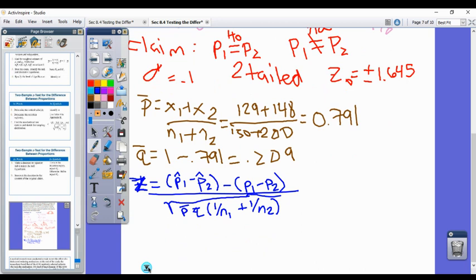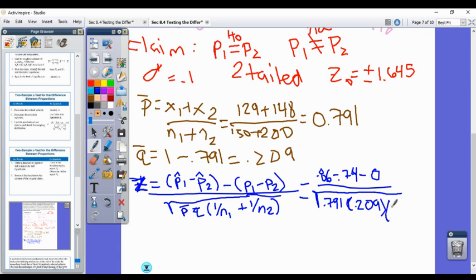So P hat sub 1 is 0.86 minus P hat sub 2 is 0.74. We are assuming that this is 0, so minus 0. So 0.791 times 0.209, 1 divided by 150 plus 1 divided by 200. All right, so if we do that, we will get a Z value of 2.73.